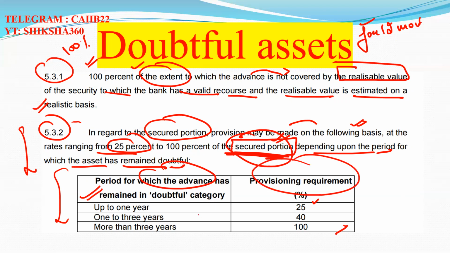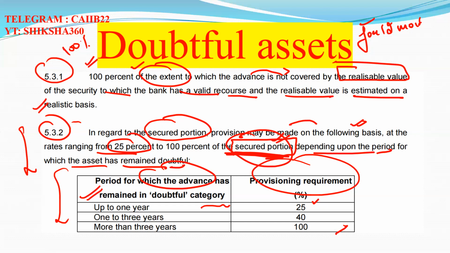Provisioning requirement up to 1 year. If the asset is in the doubtful category for up to 1 year, then how much provisioning is required? Then it is 25%. In that case, how much provisioning is required? That is 25%.